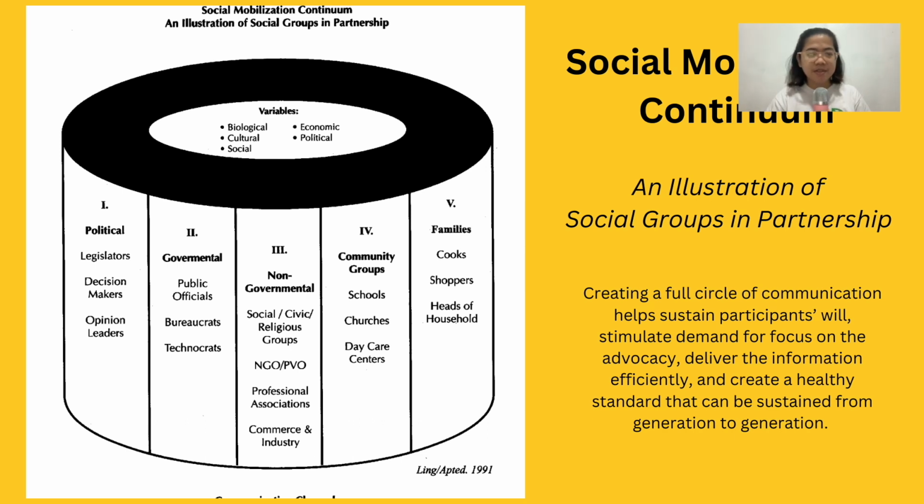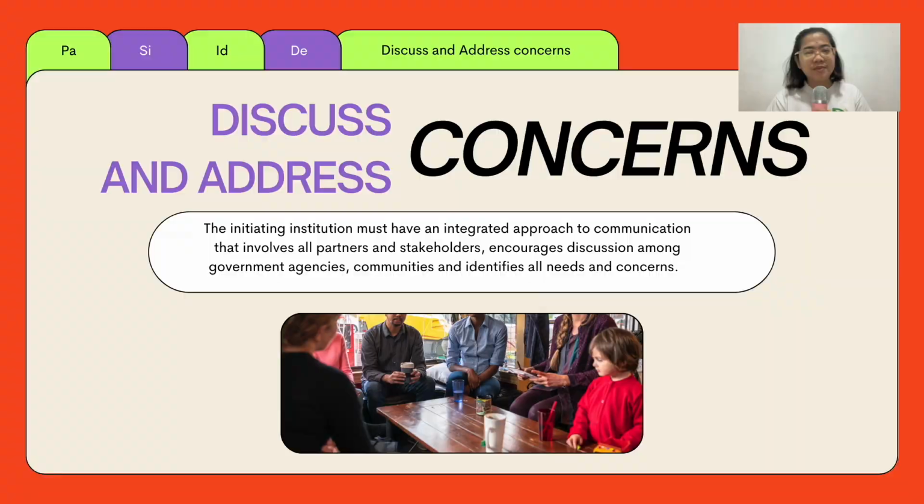Creating a full circle of communication helps sustain participants' will, stimulate demand for focus and advocacy, deliver the information efficiently, and create a healthy standard that can be sustained from generation to generation. Also, one of the key steps is to discuss the program with all the partners and explain why they should partner program efforts. Address any concerns they may have in joining the program.